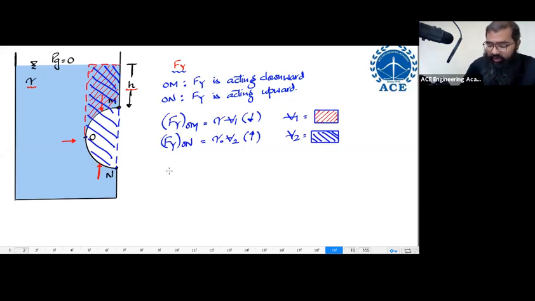So now, net Fy will be how much? The net value of Fy will be the vector sum of Fy on OM and Fy on ON. Look carefully over here, at my cursor: this much portion is experiencing upward as well as downward force. Therefore, only this portion will remain. So it is equal to gamma times (volume V2 minus volume V1), and this will be in the upward direction.